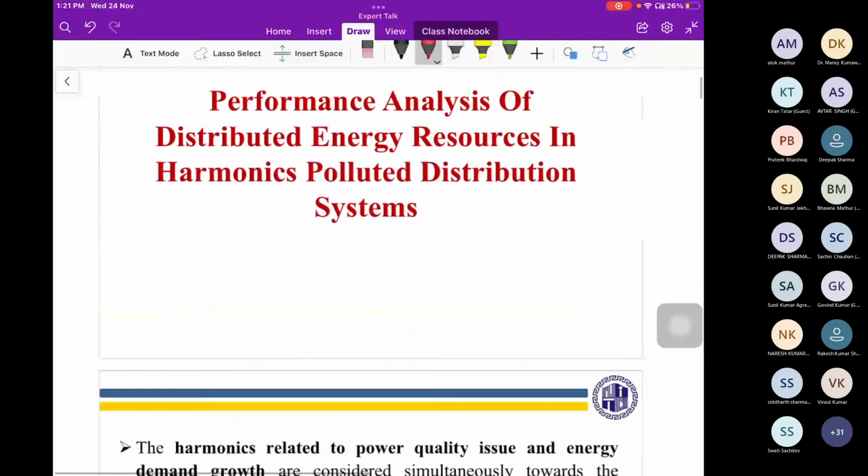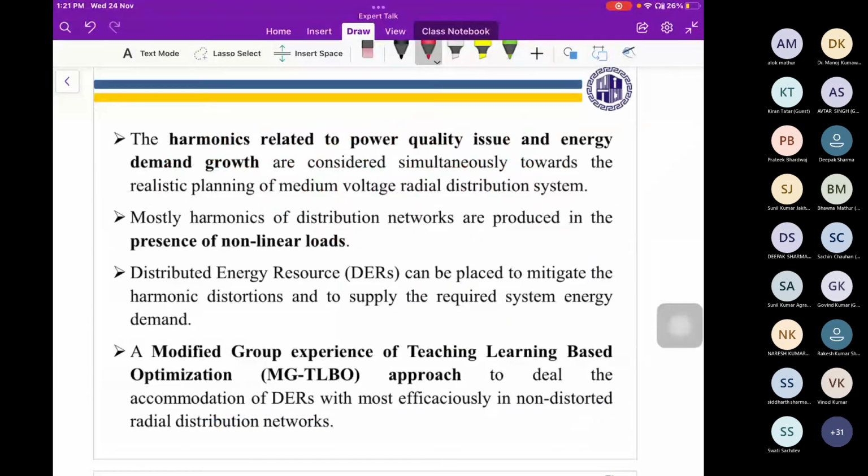The harmonics in the system: when solar technology is integrated in the system with the help of converters, and the converter is a power electronic device, that's why it also introduces harmonics in the system. So to compensate the demand, we want to integrate more green technology, but it disturbs the power quality of any electrical system. So now we can compensate this type of harmonics with proper planning.